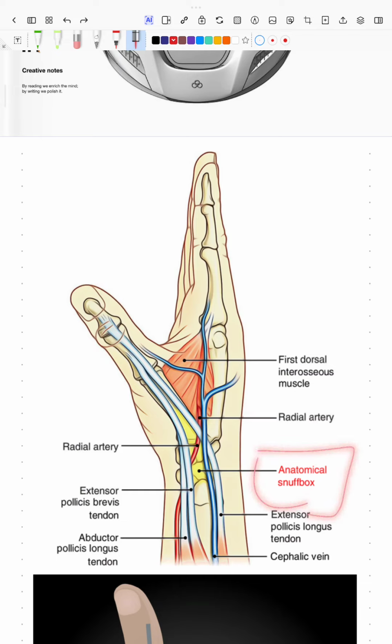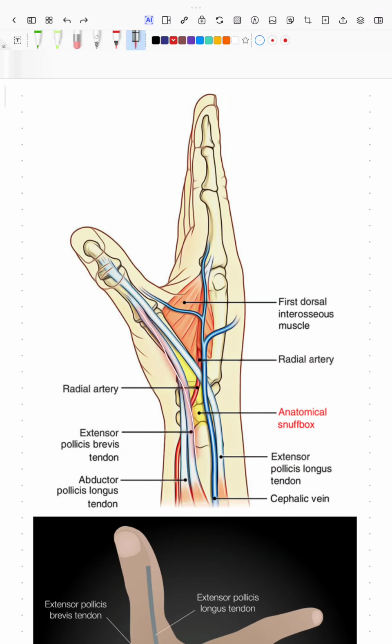Anatomical snuff box. Anatomical snuff box has four borders and radial artery as its one and only content. Laterally, it is surrounded by two tendons and medially it is surrounded by a single tendon, that is extensor pollicis longus. If we remember extensor pollicis longus, then we can answer both these tendons.